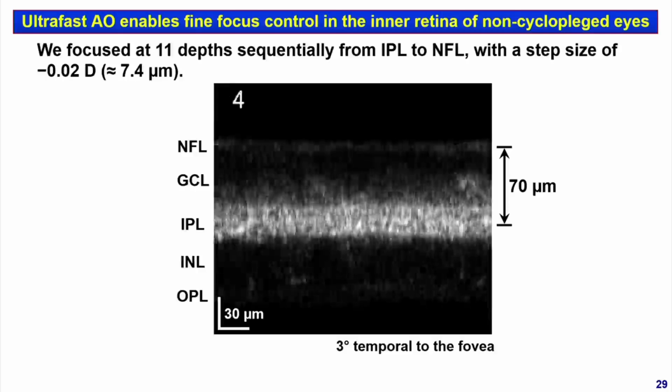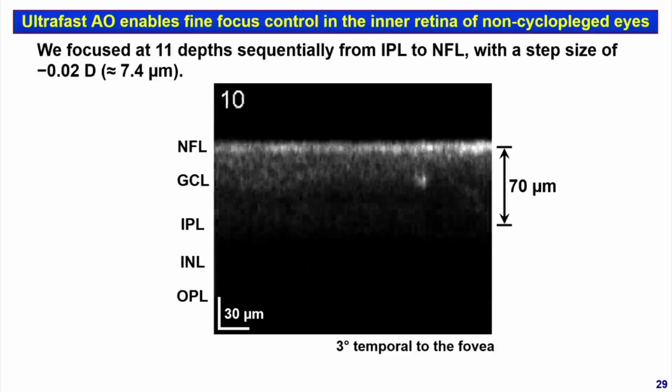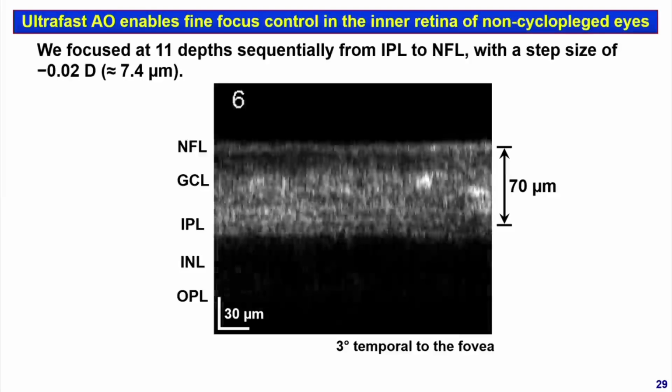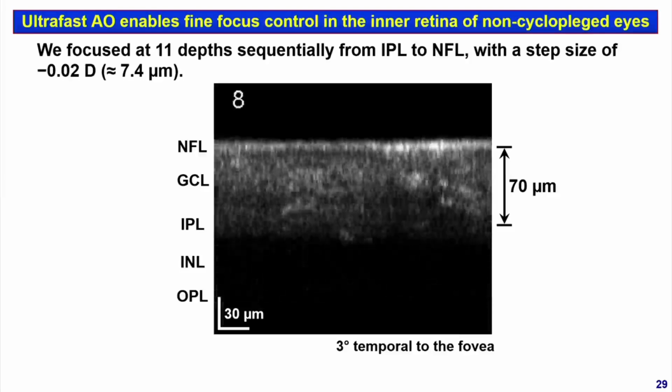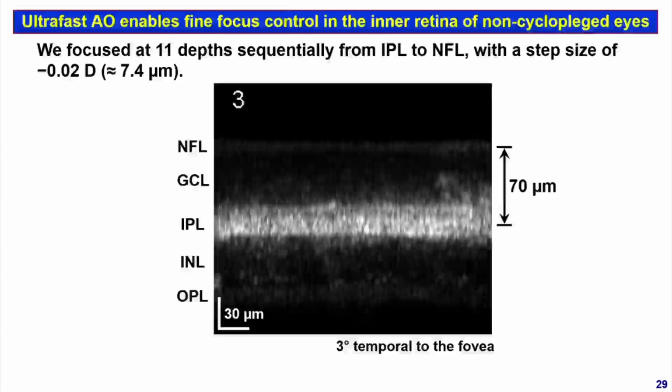Here we focus light at 11 depths sequentially from IPL to NFL with a step size of 7.4 microns. We can see a difference in the AOCT image even when the focal shift is only 7 microns.